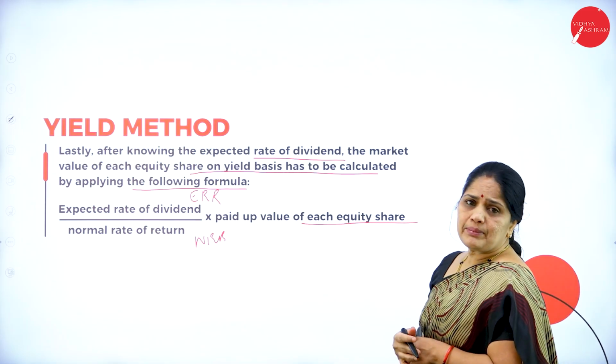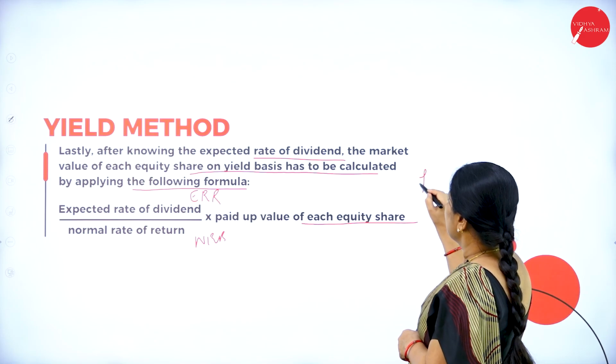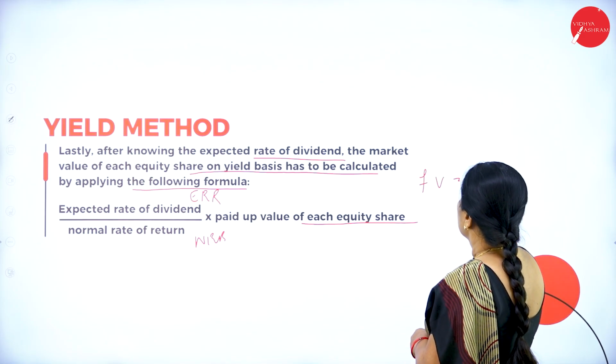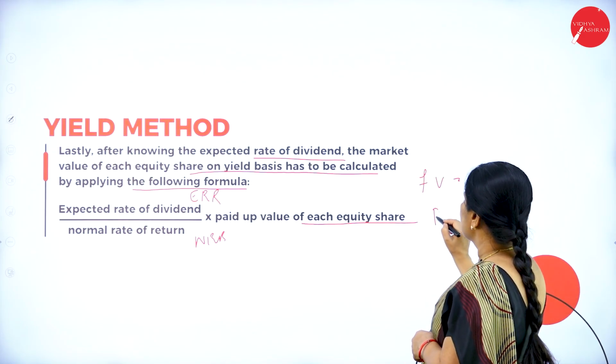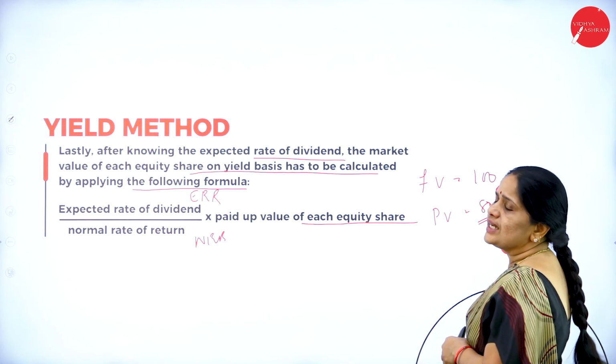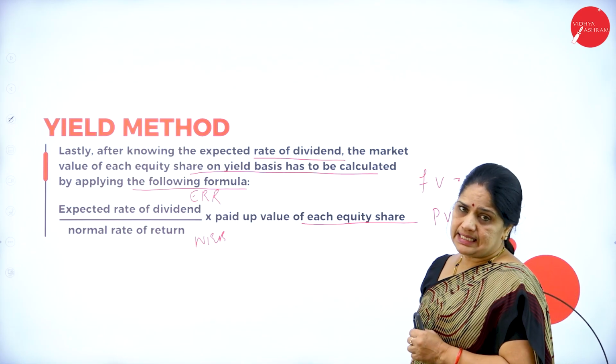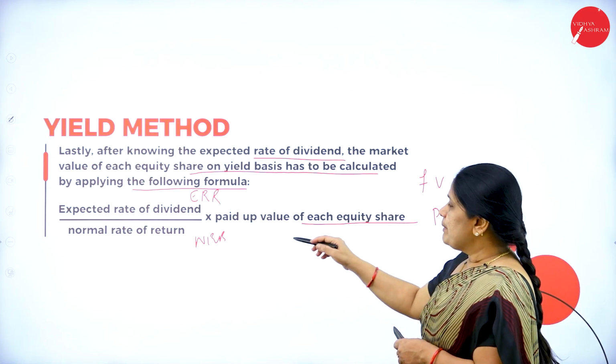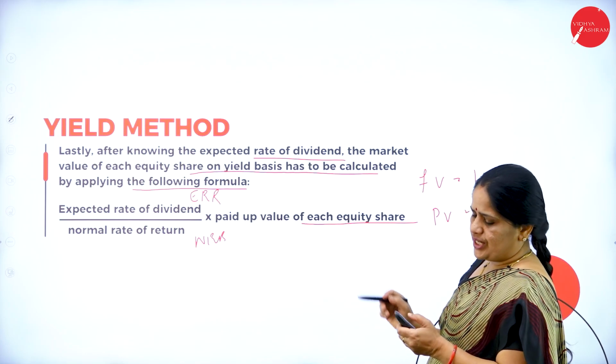So what do we mean by the paid up value? Suppose the face value is 100. Then if the shareholder has paid only 80 rupees of this 100 rupees, then we call the paid up value 80 rupees. So, into the paid up value of each equity share.